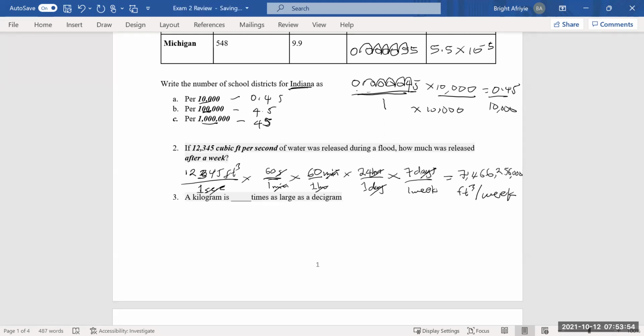Now, question number 3. All right, and here you'll be allowed to use the formula sheet. Now, if you want to know the number of times a kilogram is as large as a decigram, let me share this formula sheet with you and show you how to do that. All right, the answer here should be 10,000, but how did I come by that?